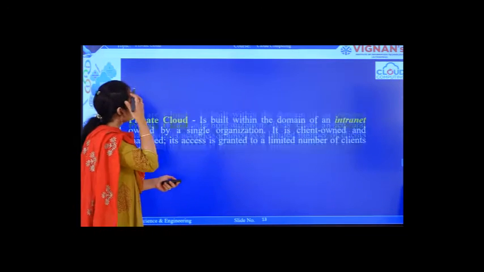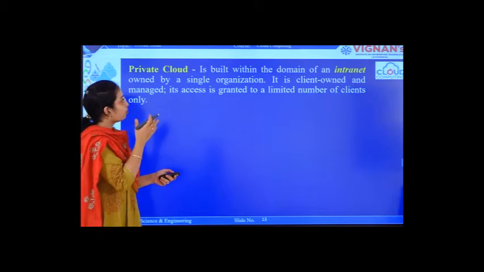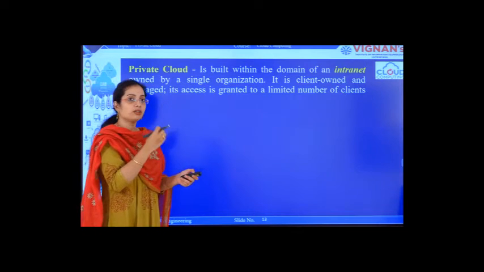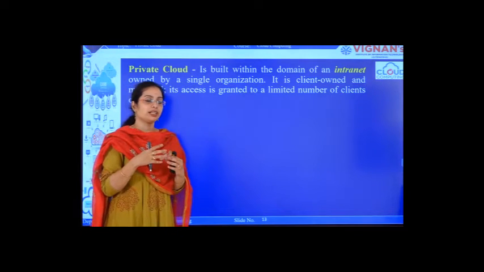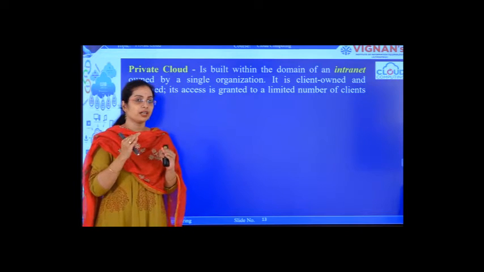And the next scenario could be the private cloud. Private cloud is built within the domain of the intranet. What is meant by intranet? It is the private network connectivity.